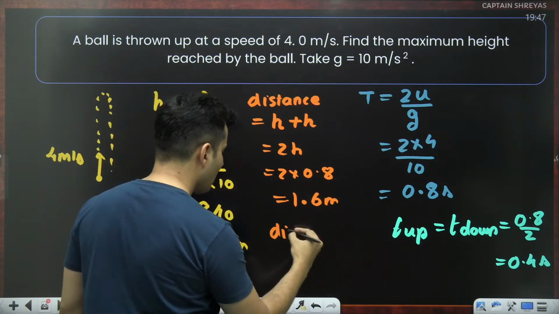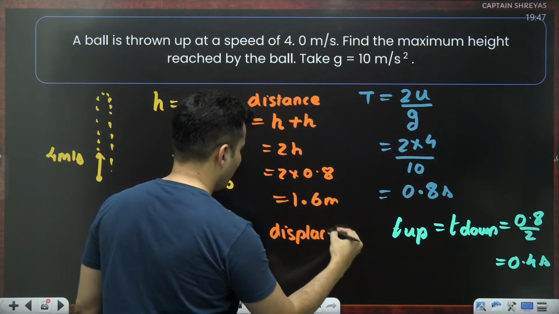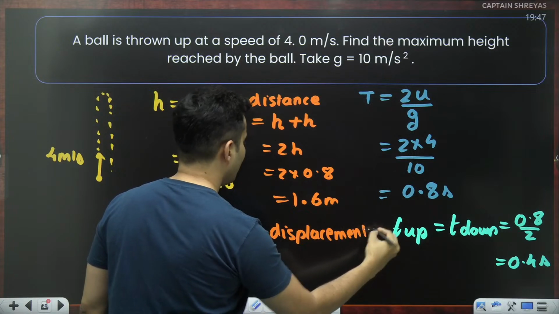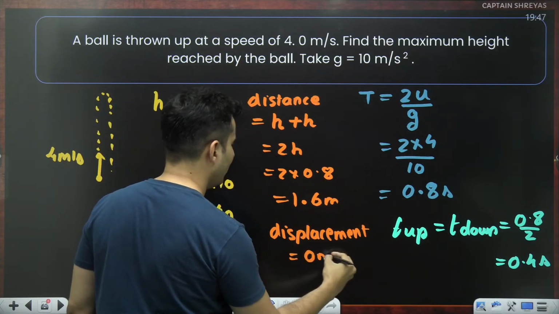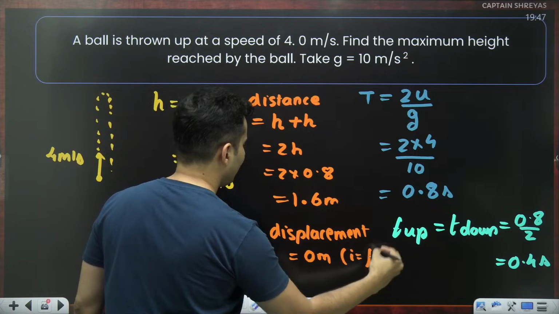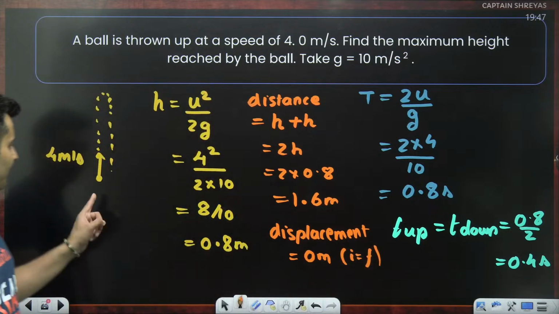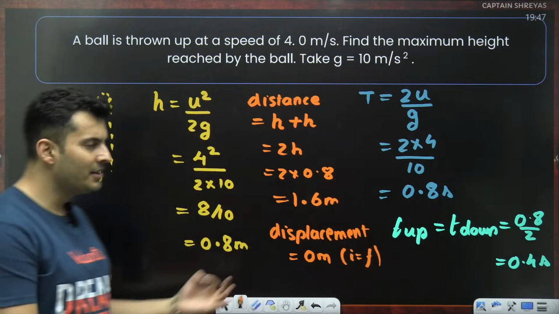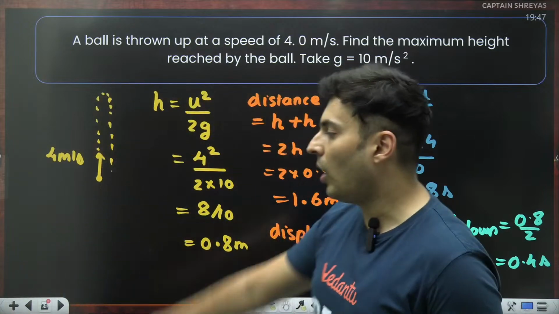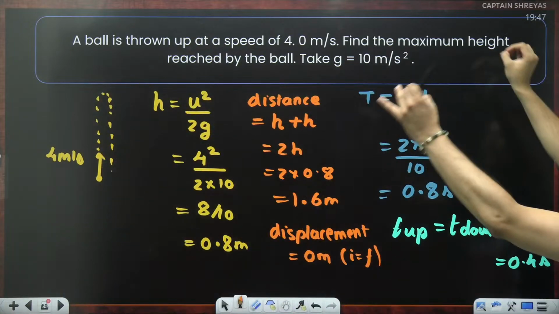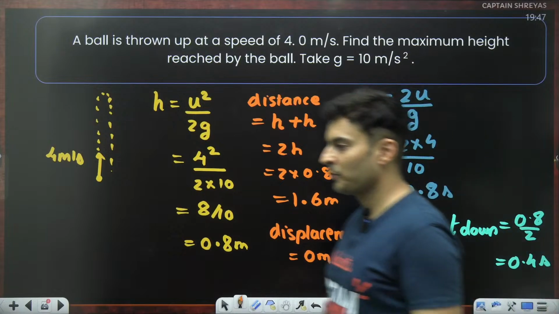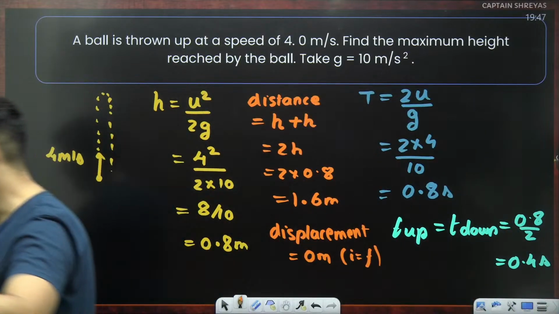If the question was, what is the displacement? Then the answer is even more simple. The answer is 0 meters, since initial and final positions are the same. Is that clear? So all these kinds of questions can be asked using this simple data. As simple as that.